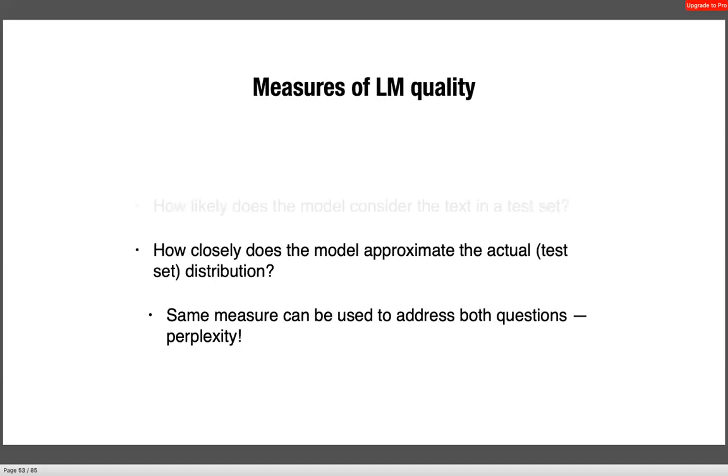Okay, so now how does perplexity answer the second question that we had posed, which is how closely does the model approximate the actual test set distribution?